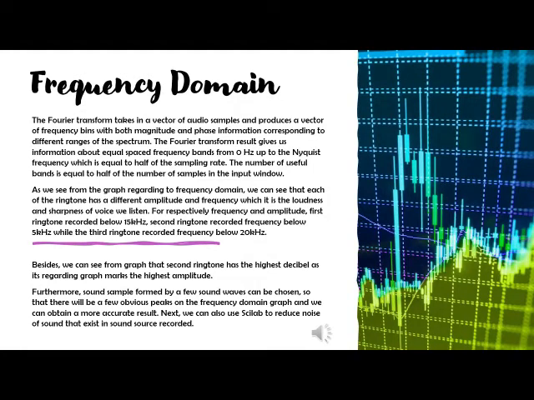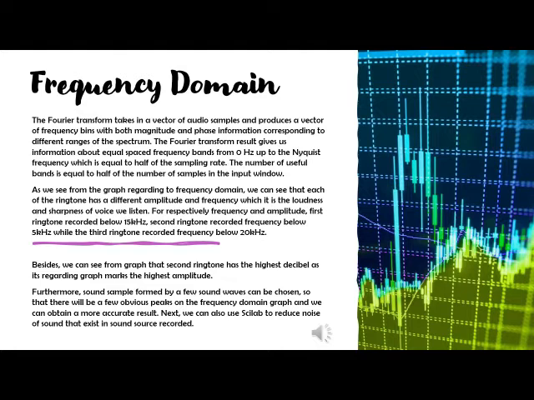Next, I will discuss the frequency domain. The fast Fourier transform, FFT, changes the vector of amplitudes of the audio sample into a vector of frequency bins with both magnitude and phase information corresponding to different ranges of the spectrum. The FFT result shows us the information of equally spaced frequencies from 0 Hz up to the Nyquist frequency, which is equal to half of the sampling rate. However, the number of useful bands is equal to half of the number of samples at the input.